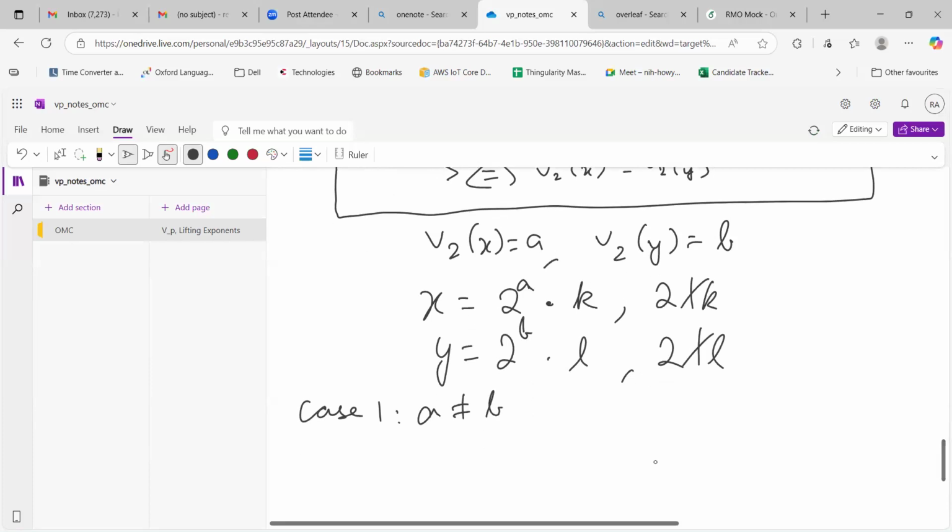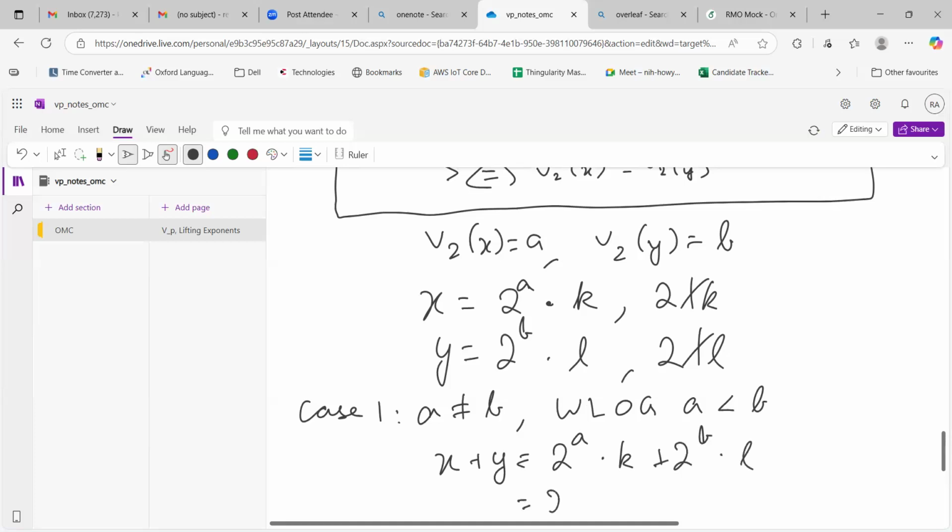Well, then what happens? We can, without loss of generality, assume that a is less than b. Why can we assume this? Because the other case is symmetric. Now, if we want to add x plus y, it's just 2^a times k plus 2^b times l. That would be equal to 2^a times (k plus 2^(b minus a) times l).